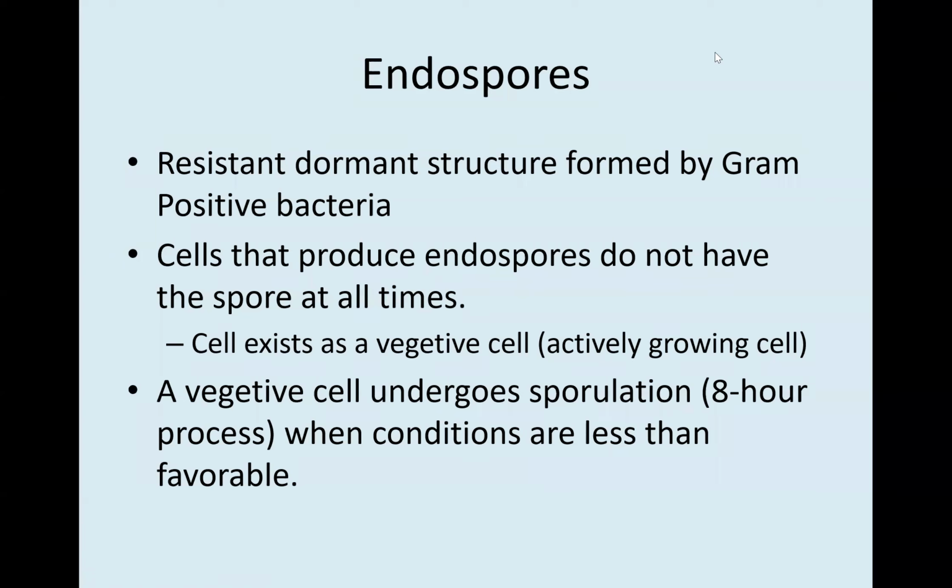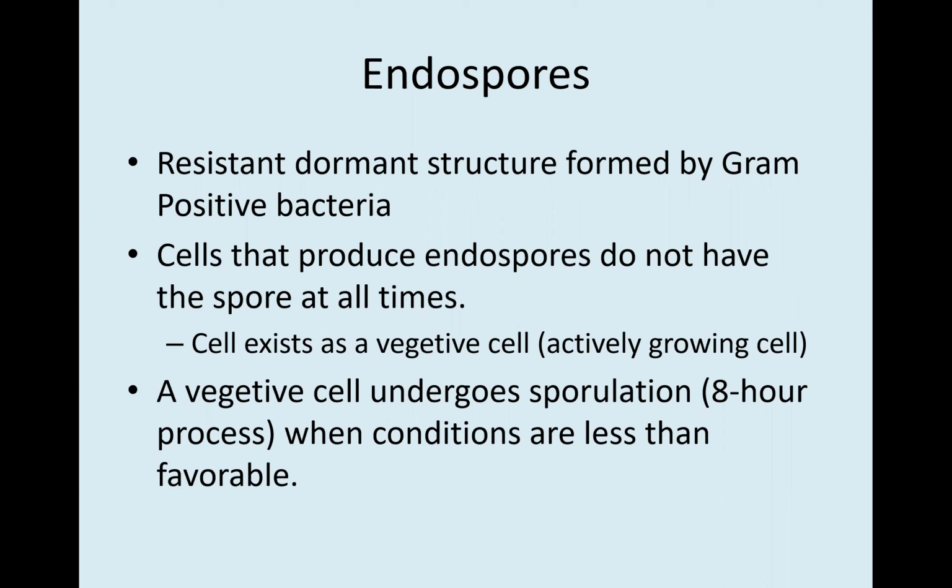Usually when we talk about this vegetative cell undergoing sporulation, it's in response to issues with nutrients, maybe high cell density or other environmental factors. Usually they have no detectable metabolism once the endospore has been formed. So now they're going to go into a dormant stage. Think about it like a sleeping beauty mode, if you will.